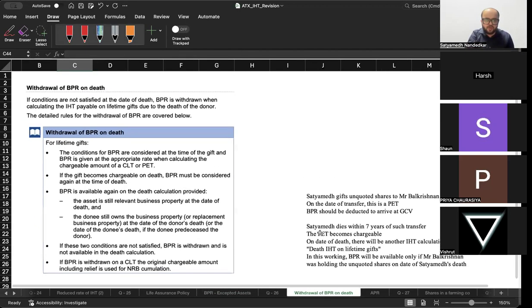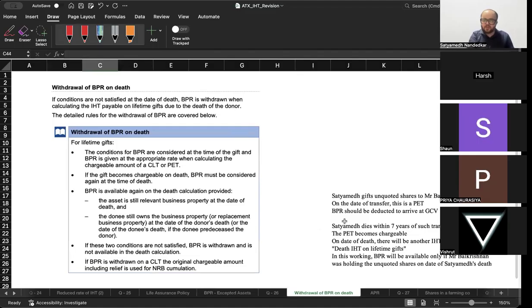Okay. Now withdrawal of BPR on death. Satyamit gifts unquoted shares to his friend. On the date of transfer, this is a PET. PPR should be deducted to arrive at the GCV. ठीक है. Satyamit dies within 7 years of such transfer. The PET becomes chargeable. On the date of death, there will be another IHT calculation for death IHT on lifetime gifts. Now, in this working, BPR will be available only if his friend was holding the unquoted shares on the date of Satyamit's death. Basically, there the conditions relating to BPR should be fulfilled at the time of transfer also, and these should be fulfilled later at the time of death also.